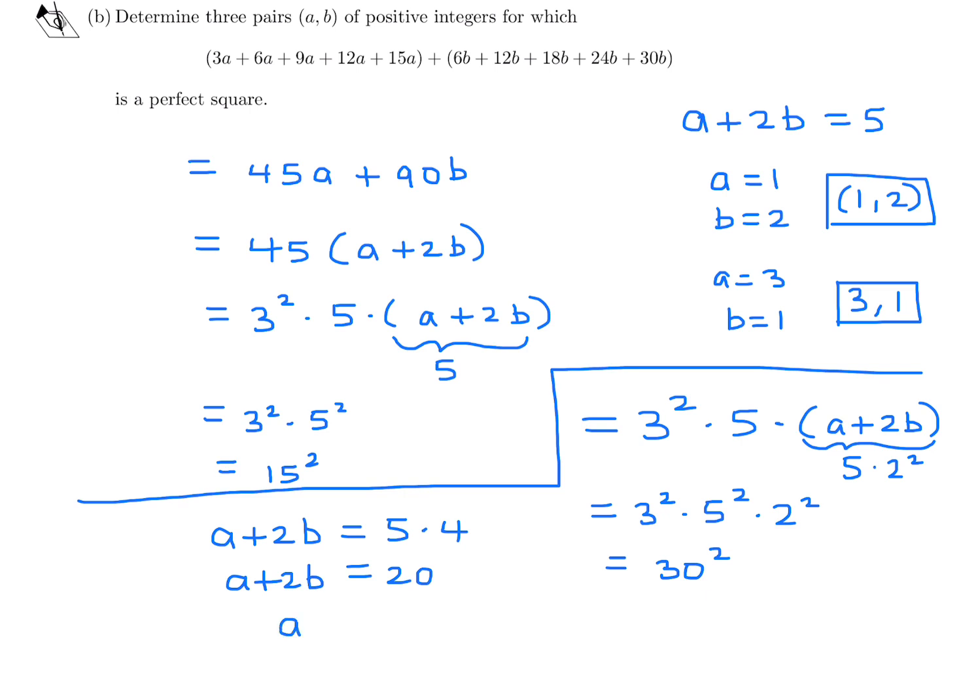Well, if a is equal to 2, then that means 2b was 18, and that means b is 9. So this is another one. 2, 9 would also work. And I think that's good enough. So here's your third pair. So I've got this one, and this one. And like I said, there's an infinite number. So whichever ones that you find, as long as you end up making this expression a perfect square, it should be valid.